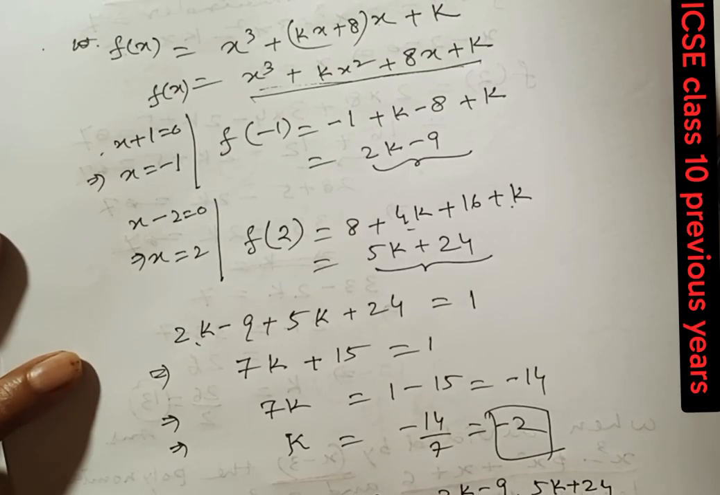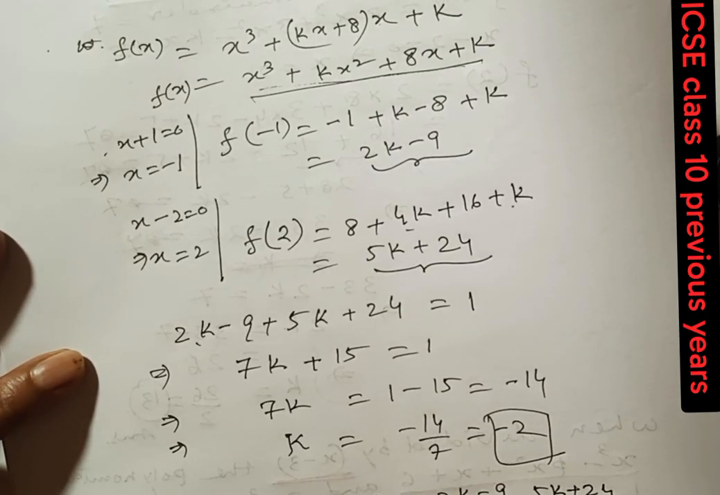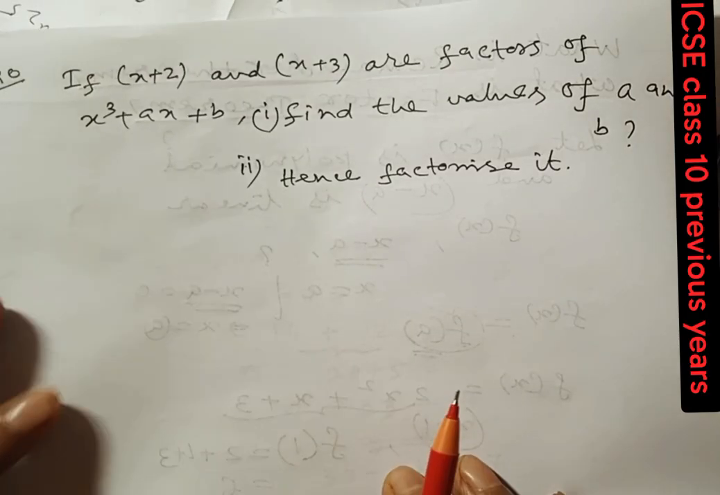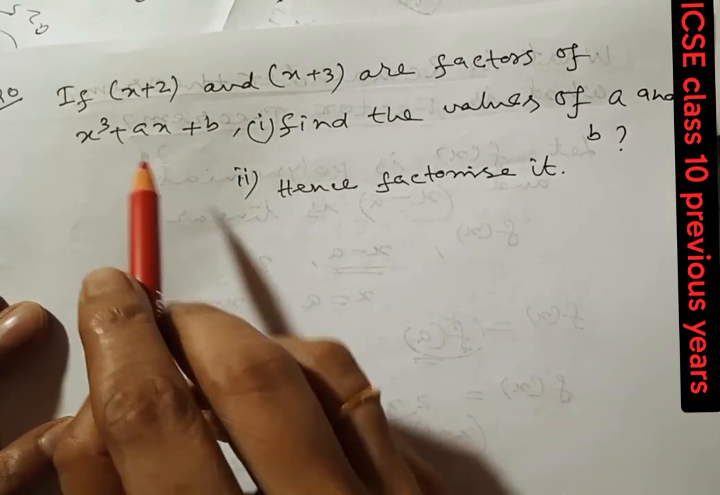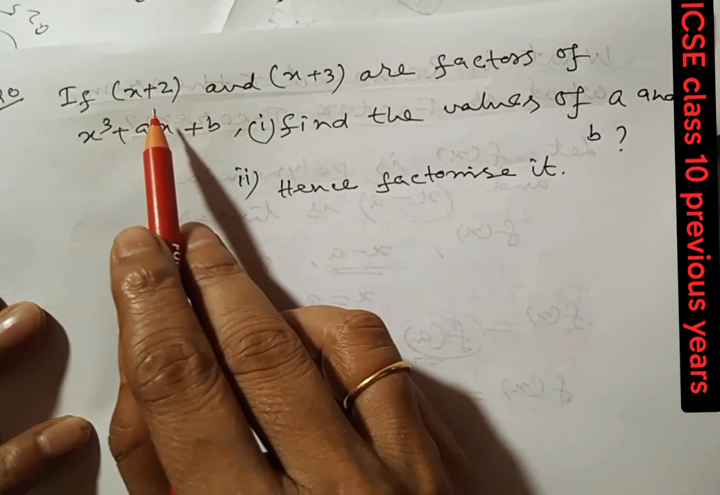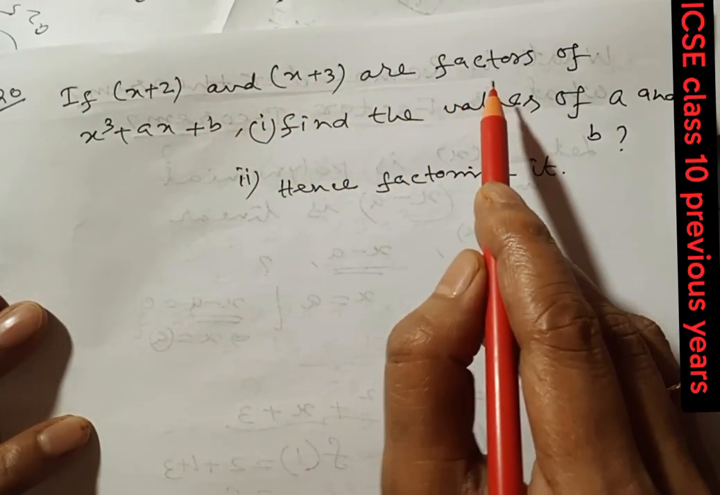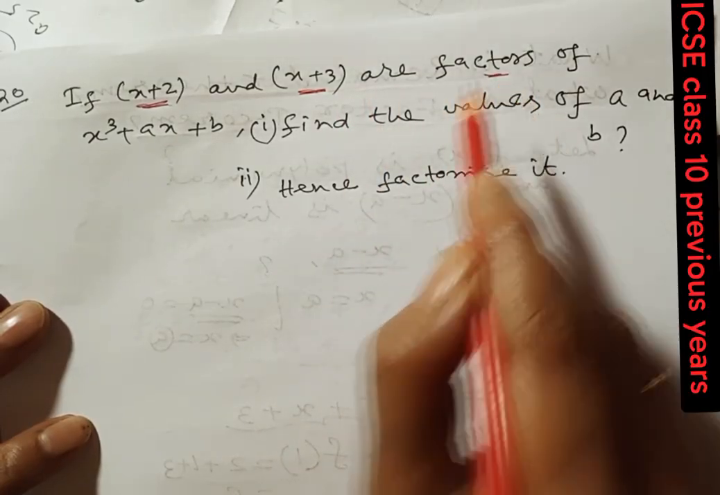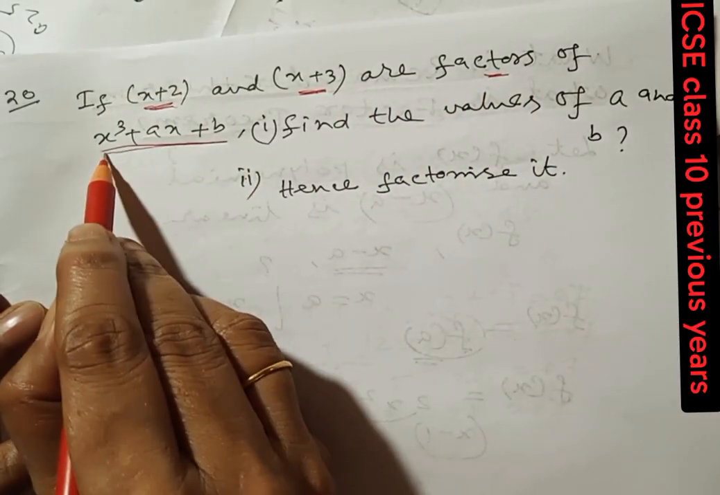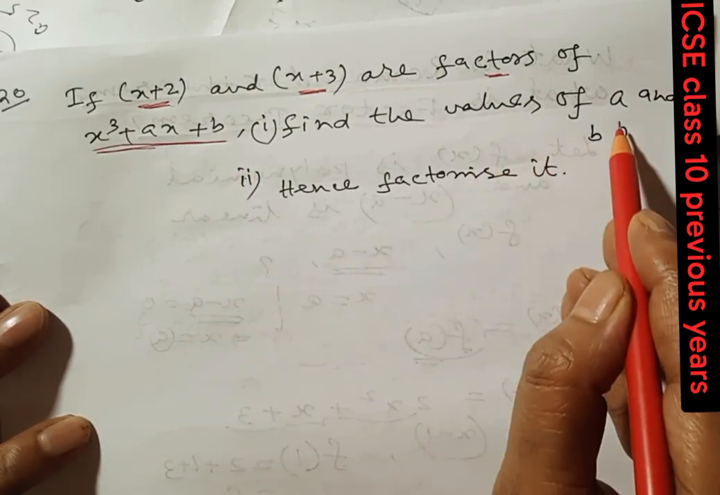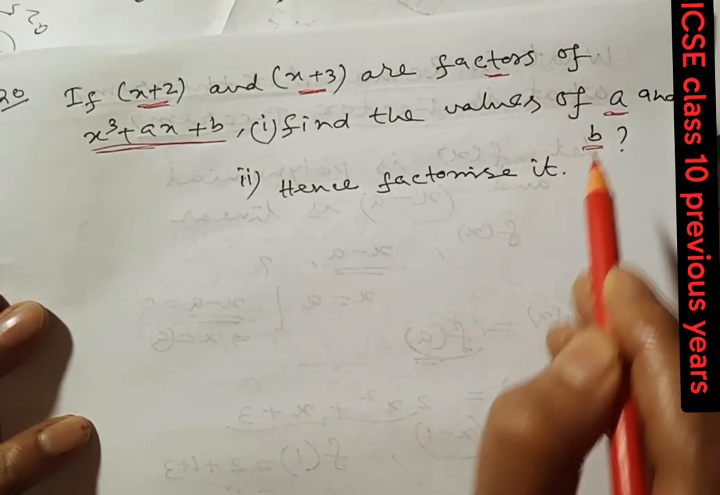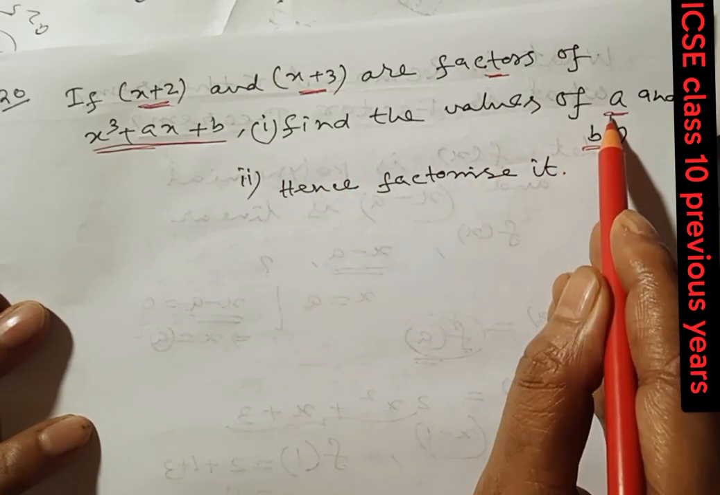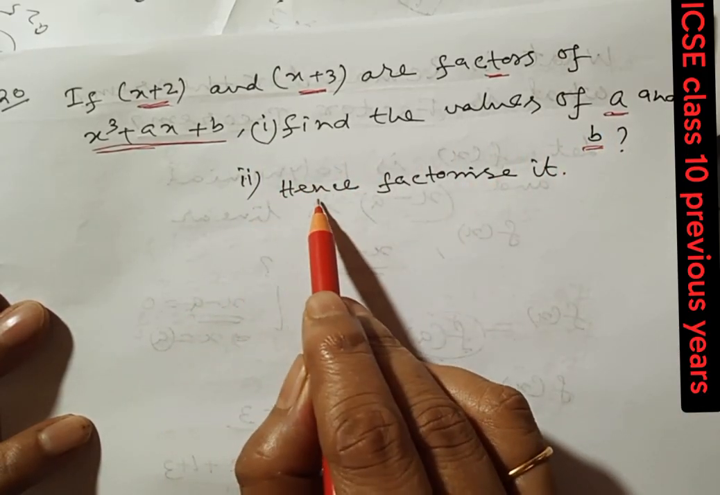This question is a previous year's 2019 question. Now given x plus 2 and x plus 3 are factors of x cube plus ax plus b. Find the value of a and b. Part 1, find the value of a and b, and part 2, hence factorize.